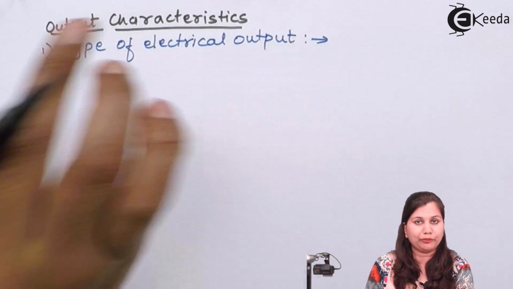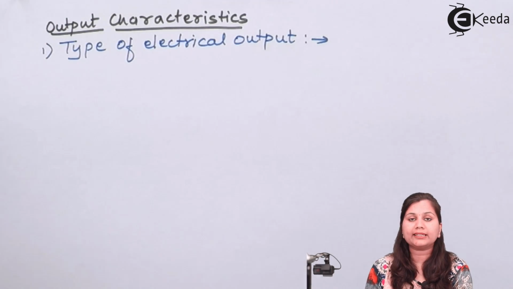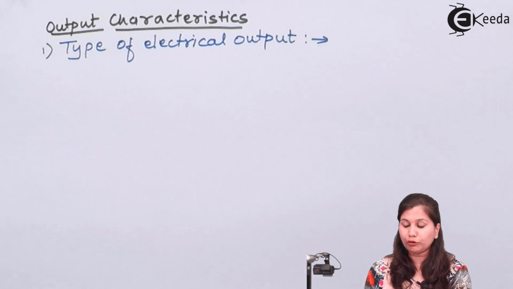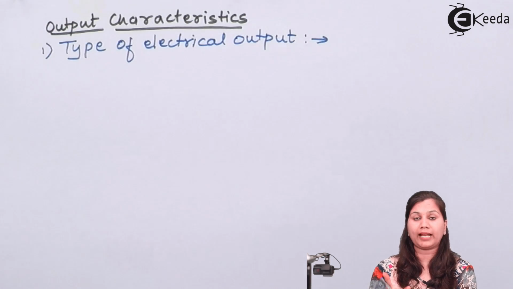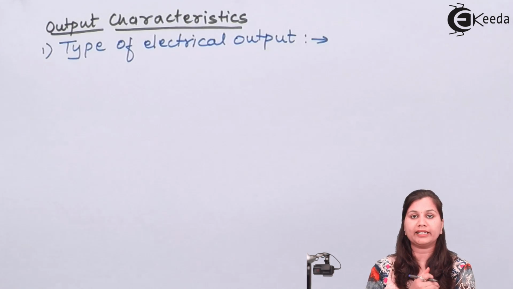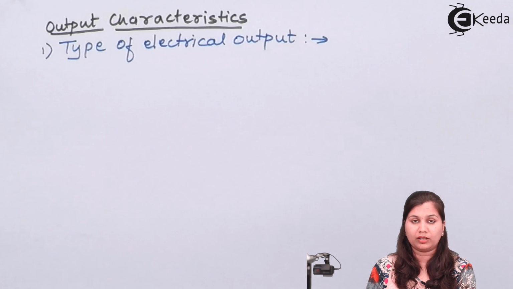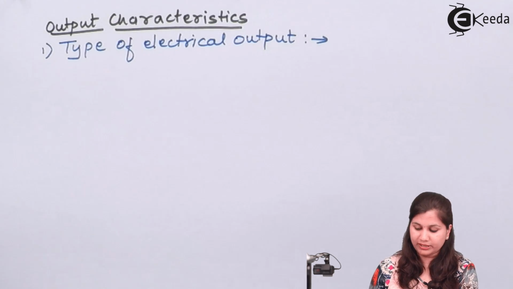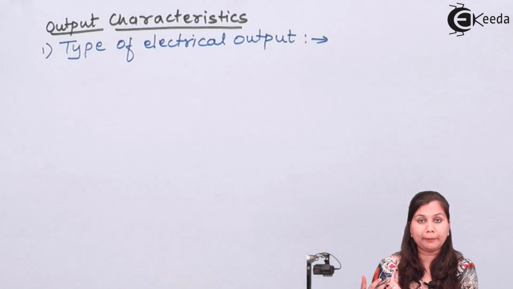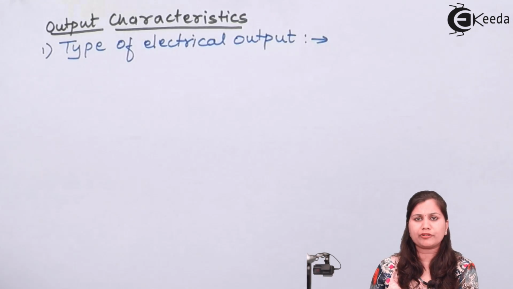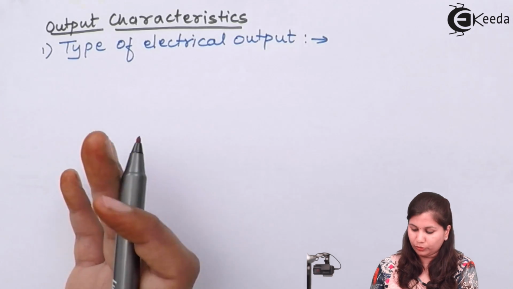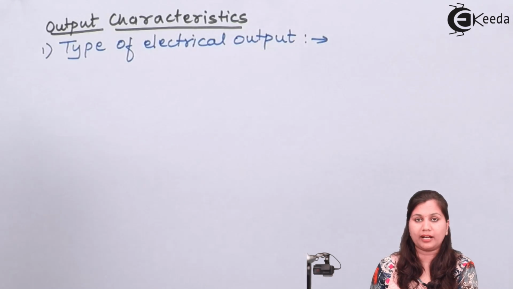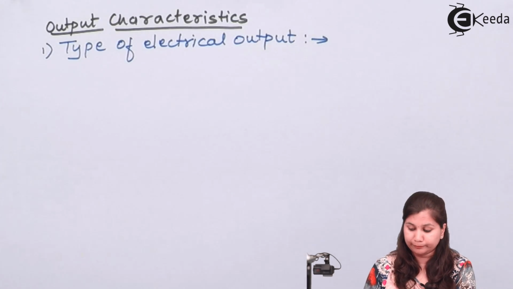First we will study the type of electrical output. Just like the input characteristics depend upon the type of input which the transducer is measuring, output characteristics depend upon the type of electrical output which we are getting from the transducer. Now the output of the transducer can be a voltage, it can be a current, it can be an impedance, or it can be a function of any quantity. Okay, a function of the voltage, current, and the impedances.